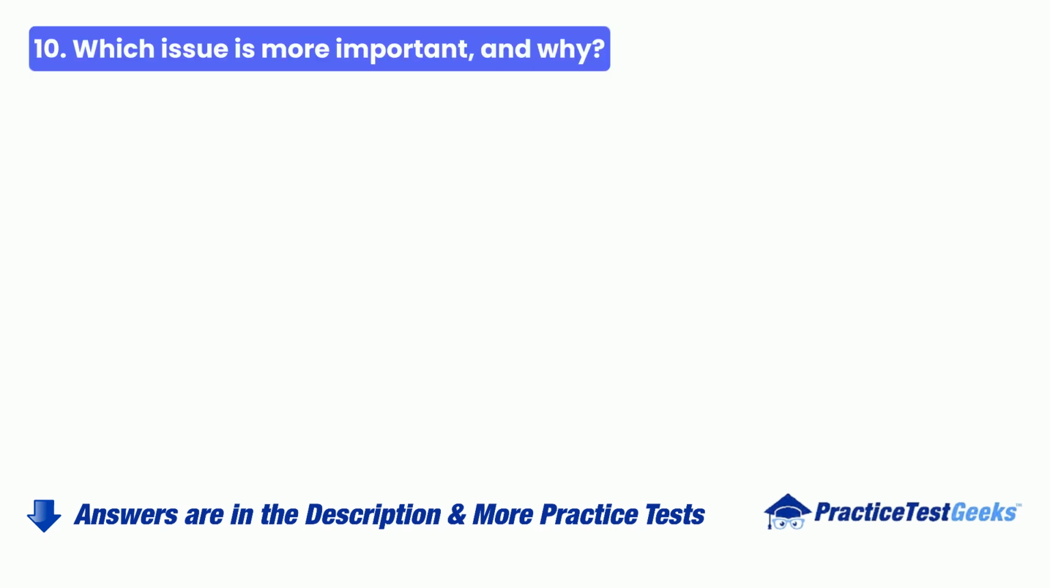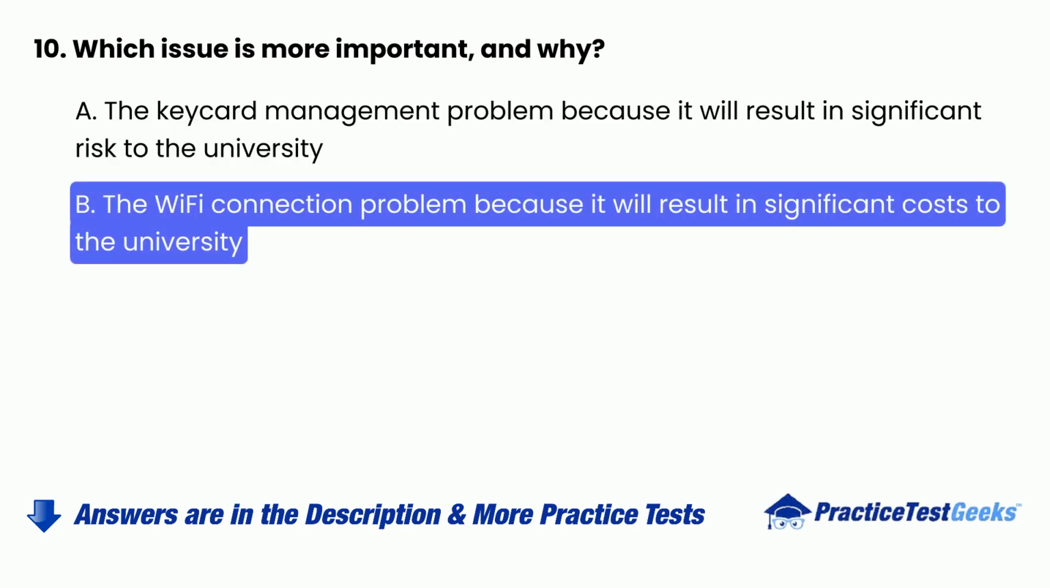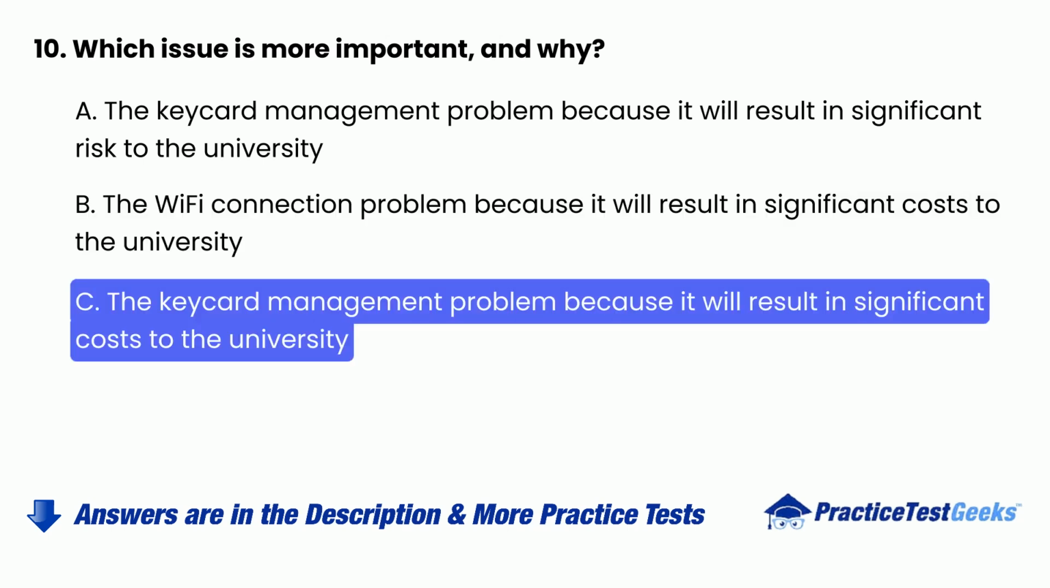Ten. Which issue is more important, and why? A. The keycard management problem because it will result in significant risk to the university. B. The Wi-Fi connection problem because it will result in significant cost to the university. C. The keycard management problem because it will result in significant cost to the university.